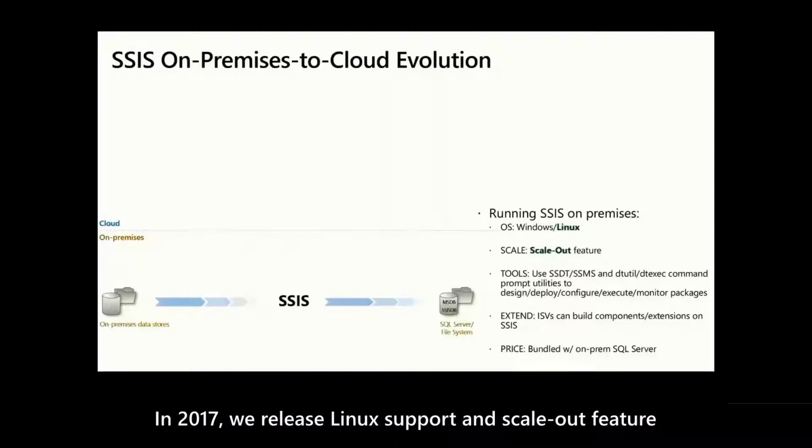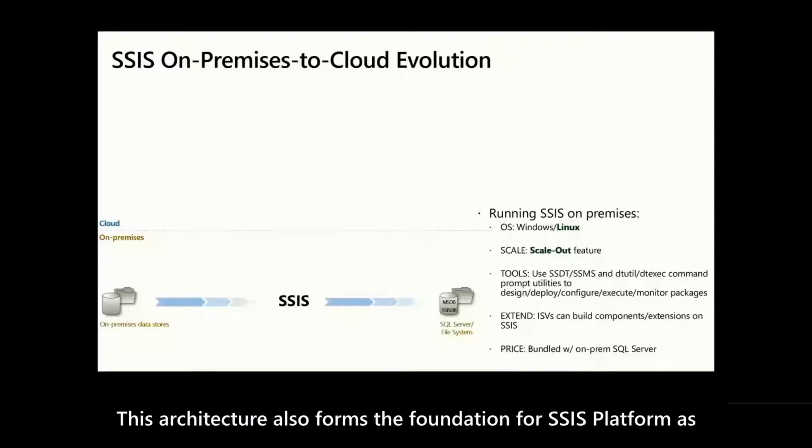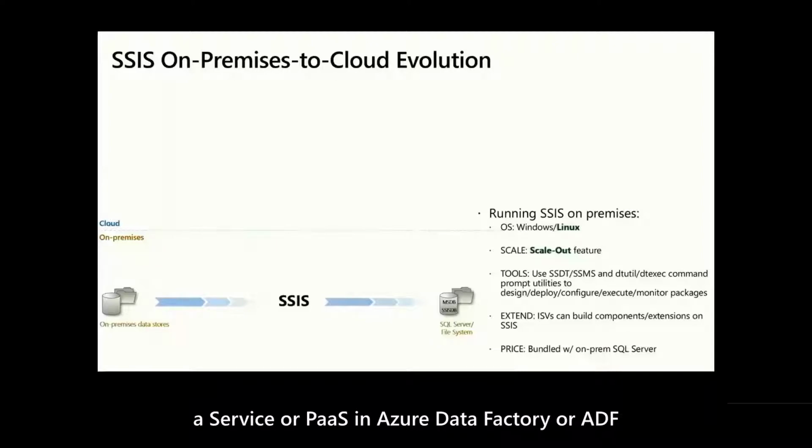In 2017, we released Linux support and scale-out feature that allows you to run many SSIS packages in parallel using a single master multiple workers topology. This architecture also forms the foundation for SSIS Platform as a Service, or PaaS, in Azure Data Factory, or ADF, that's released in the summer of 2018.